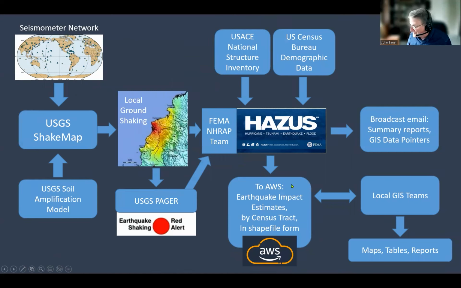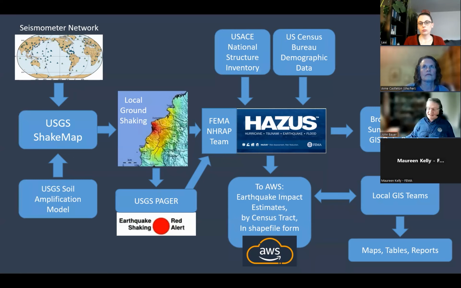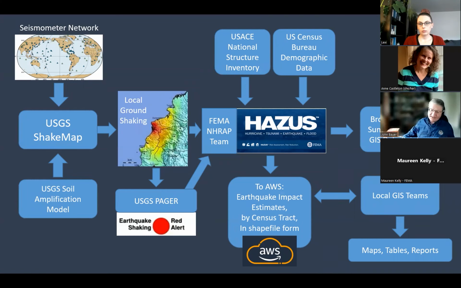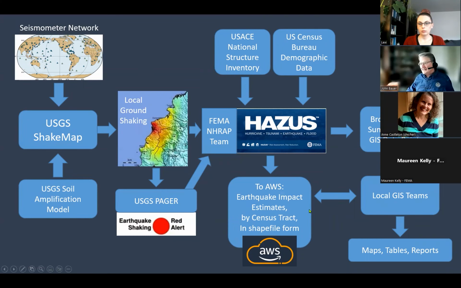Spoiler alert. It is informed with a standard national building inventory from the U.S. Army Corps, and also census demographic data. Once run, it provides estimates at that census tract level on fatalities, injuries, building damage, etc. Because of the size of that, it posts it on a web server, in shapefile format, and then it sends out a broadcast email to you all.